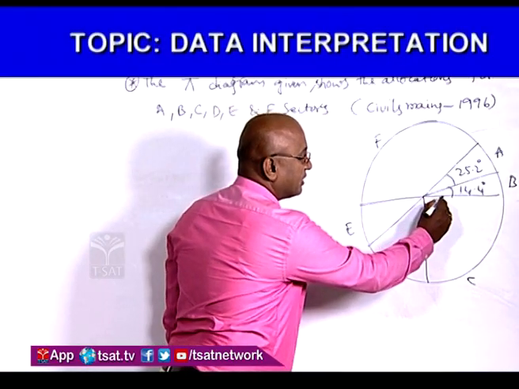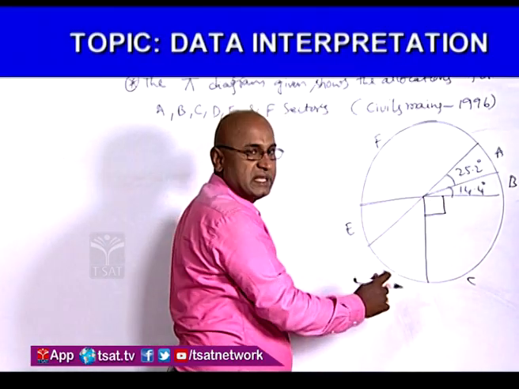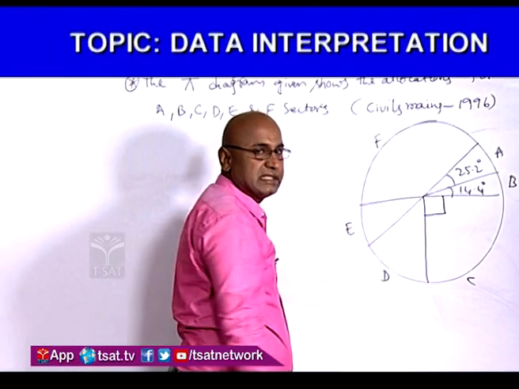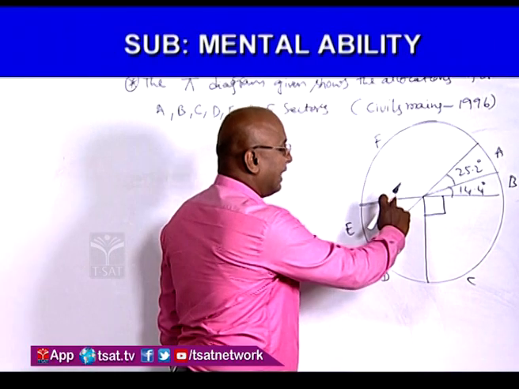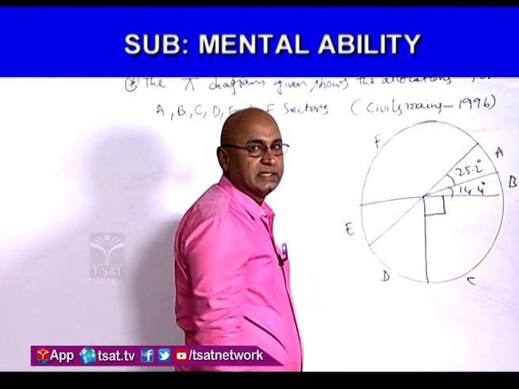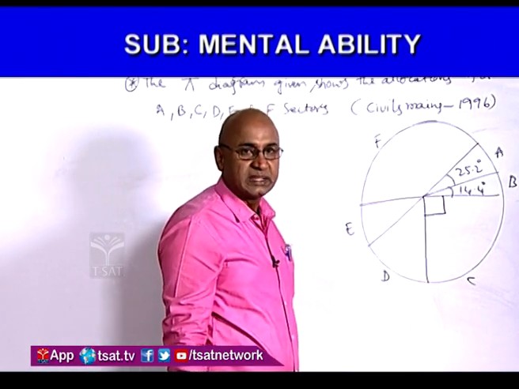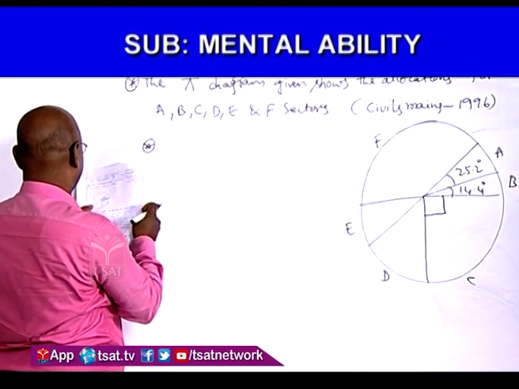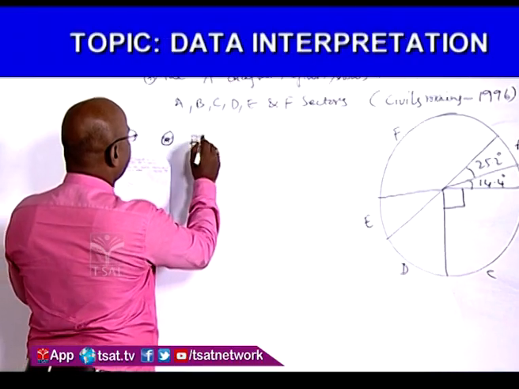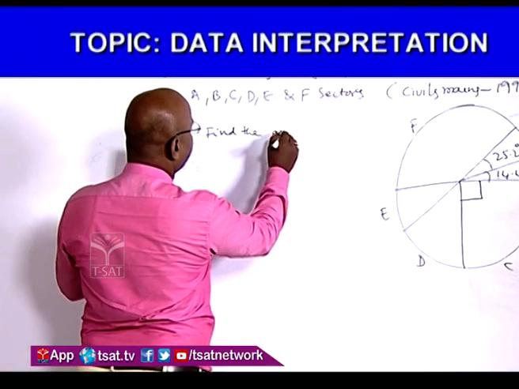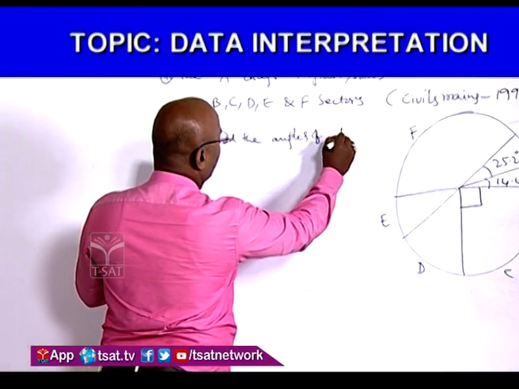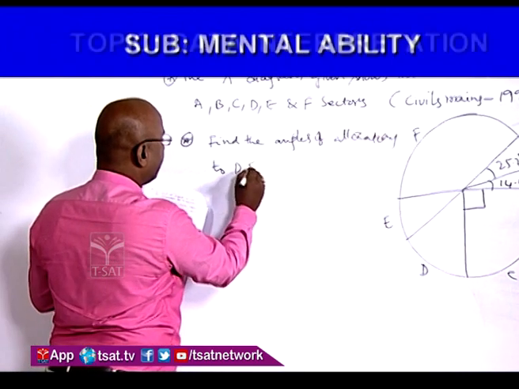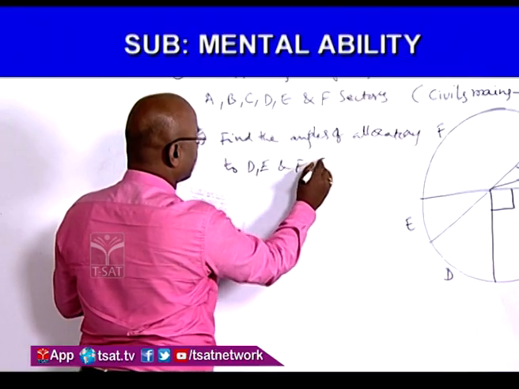And we know that the angle here, that means the one-fourth circle, is 90 degrees. And the angle in a half circle is 360 degrees by 2, that is equal to 180 degrees. Now the first problem is like this. Find the angles of allocations to D, E and F sectors.